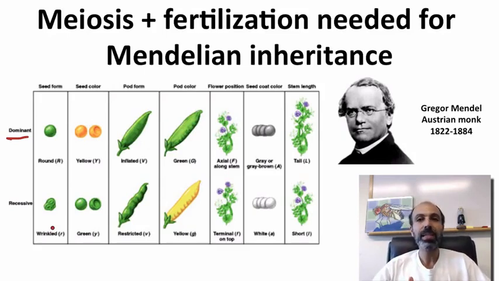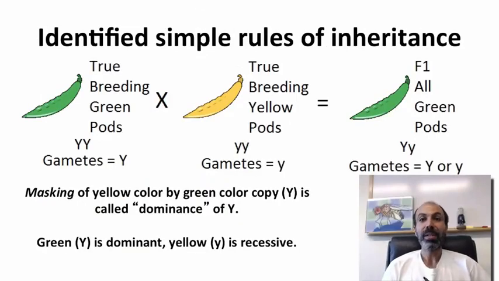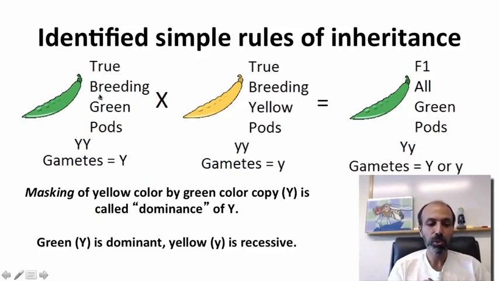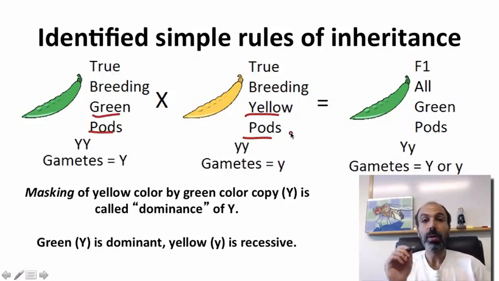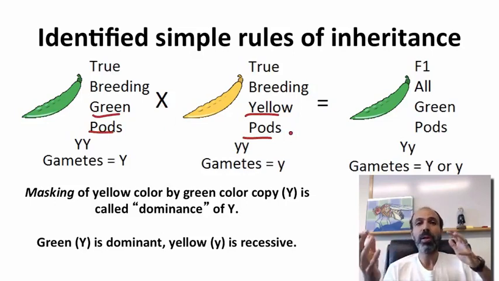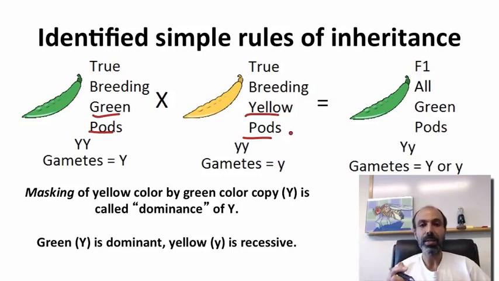So from this, he identified some simple rules of inheritance. Now we can understand dominance and recessivity from these simple forms. So let's use, in this example, true breeding green pods and true breeding yellow pods and cross them together. Okay, now when I say true breeding, I mean all their offspring, when they're bred with others that look like them, look exactly the same.